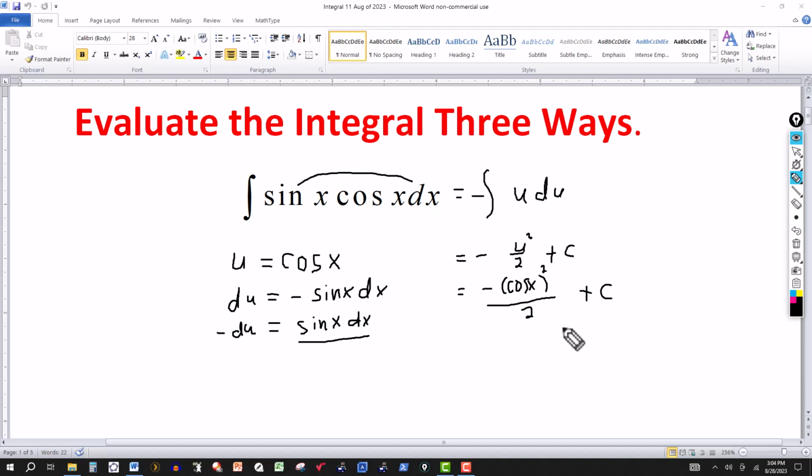So the third solution then is negative quantity cosine of x squared over 2, plus the constant of integration.